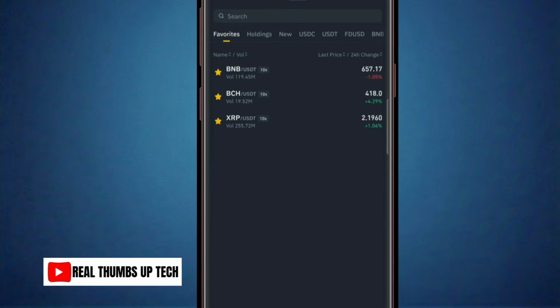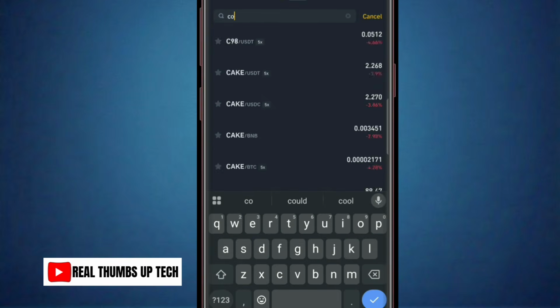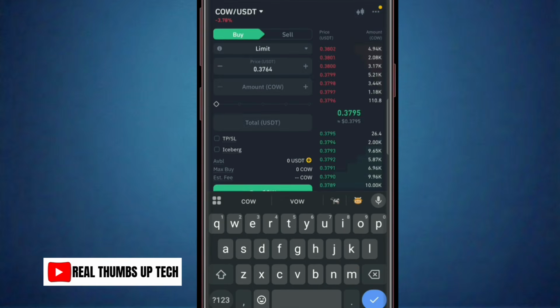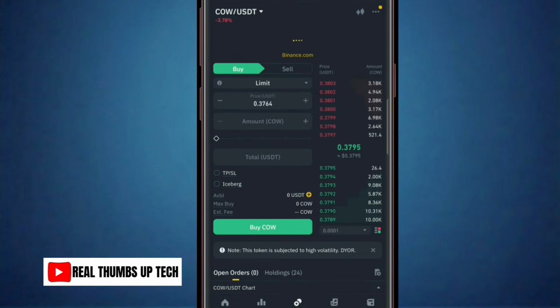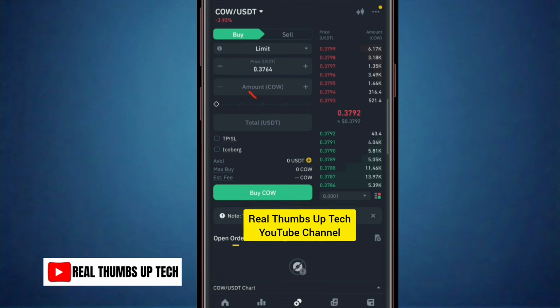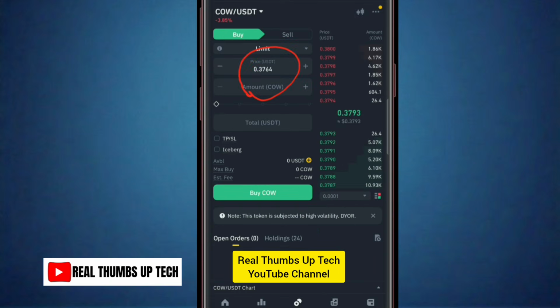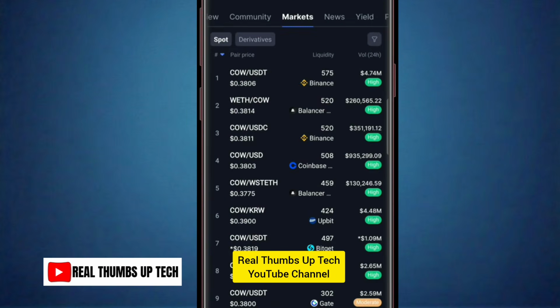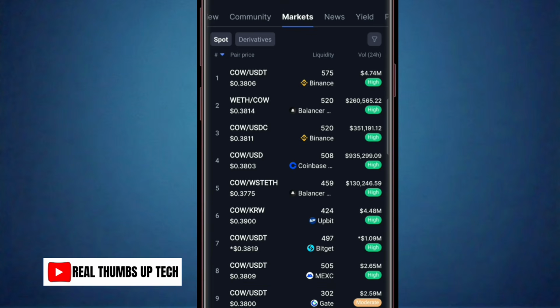When you come over to Binance, you search for COW, COW USDT. Now you can see the rate of COW. That is the current rate now, 0.3764. And don't forget that CoinMarketCap actually stated 0.3806. Are you seeing why you need to always confirm? Because with the exchanges, there might be slight differences, or something might have happened on those exchanges.